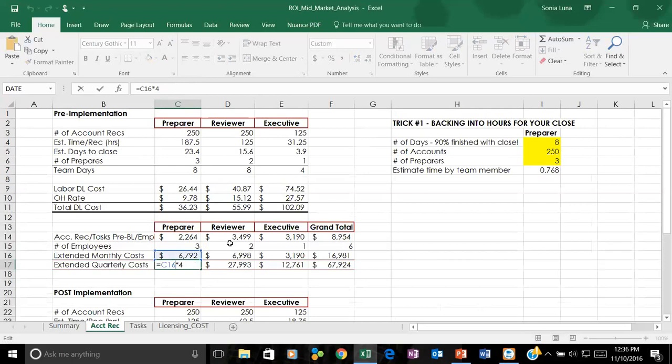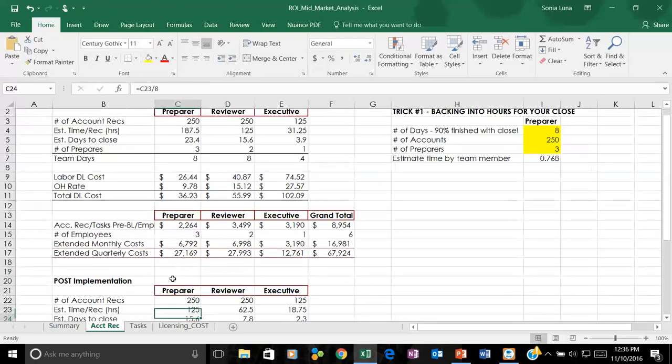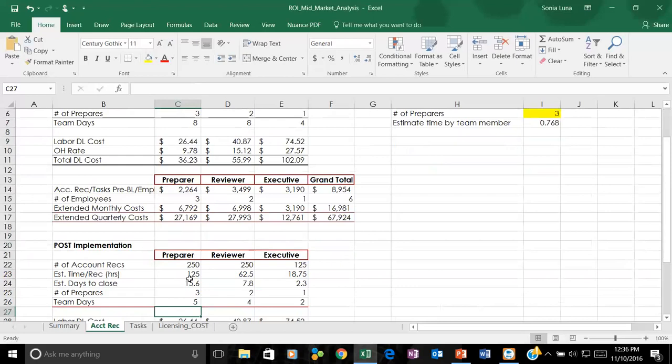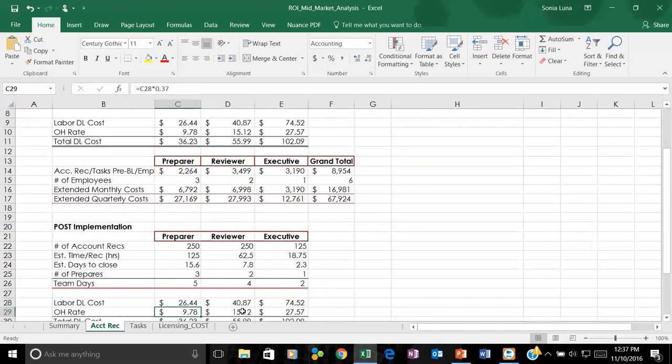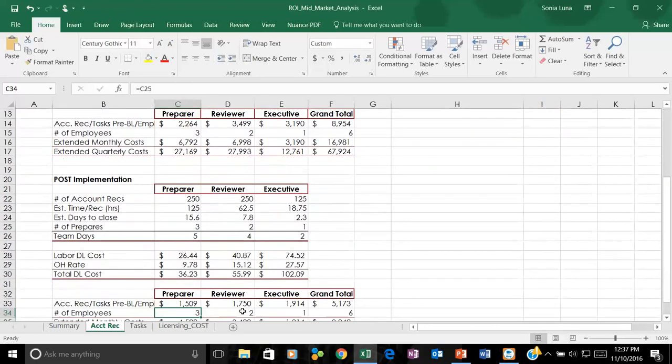This same model is applied to the reviewer role, executive role, and then boom, you have the grand total here. And you have a total of 6 employees in this mid-market model. Now, post-implementation, number of recs, time, days to close, number of preparers, team days, etc. Everything flows the same as the pre-implementation.